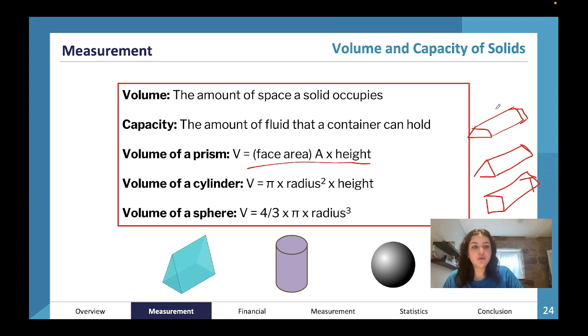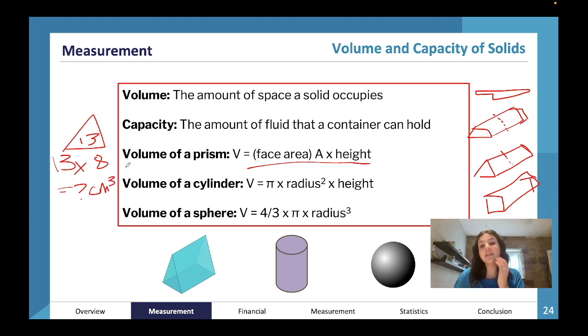So literally if you took a knife, I'm going to attempt to draw a knife here, and you cut down the middle, if it was a triangular prism, you would just have something that looks like this, right? Say the area of this was 13 centimeters squared. It'd be 13 centimeters squared times whatever the height was, 8. And that would be your volume cubed. That is for prisms. Now for cylinders and spheres, we do a different formula.